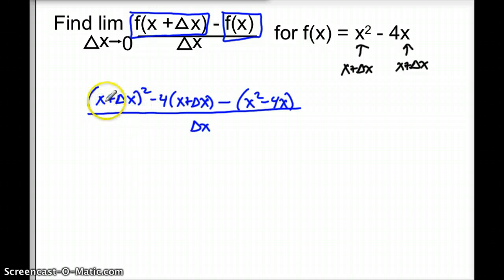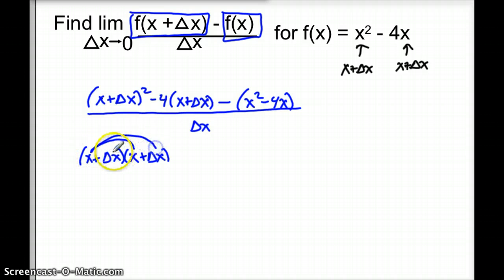So if we simplify, this is (x plus delta x) squared. That means this times itself. Do not just square this and square that. You can't square a binomial that way. You have to do FOIL. Remember? First times first, outside, inside, last. Okay, we're going to do that.